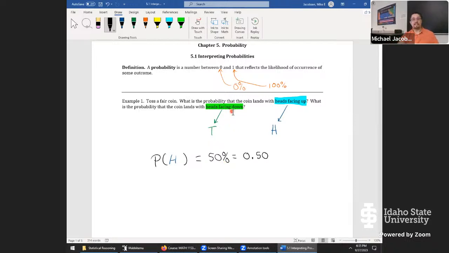Likewise, if we go to this event, heads facing down, we would write this. And this would just be read as the probability of the event T is equal to, well, it's 50% as well, or 0.50. So we did it, folks. That's our first probability question right there. Any questions or comments with the computations here?